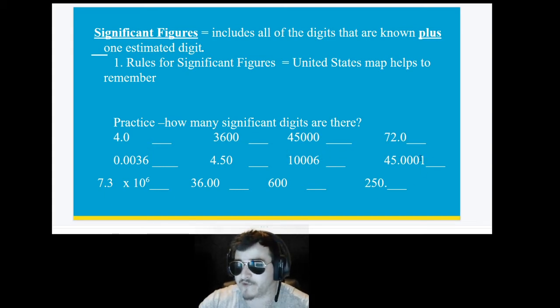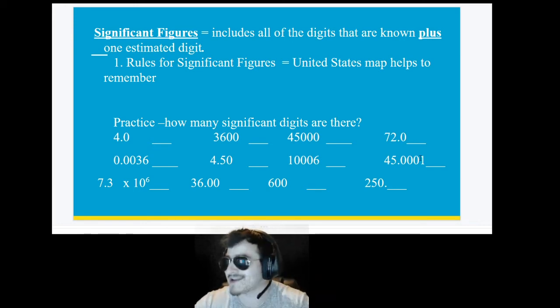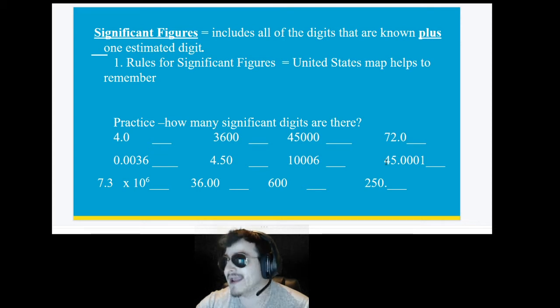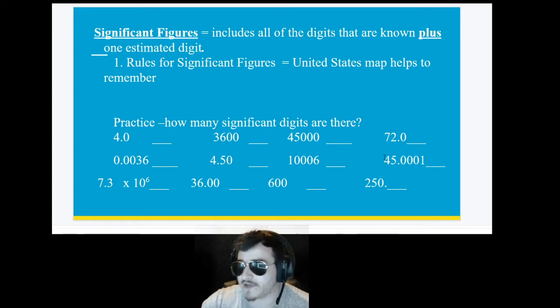What about this next one? 45.0001, 3 zeros. I've got 6 digits, and they're all significant because everything is smushed between 2 non-zero numbers. The decimal point is present, which means we would come in from the west coast, we'd go to the 4, it is non-zero, and everything after is also significant. So every number here is significant.